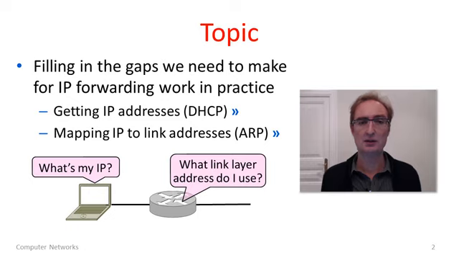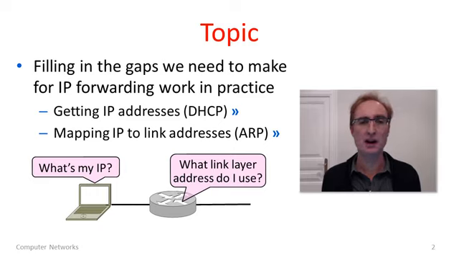Next, even to be able to send a packet across a link, we need to be able to fill in both IP addresses and link layer addresses. And that raises a problem of mapping between the two, going from a destination IP address to what the link layer address is. There's a protocol called ARP, which takes care of this that we'll look at.